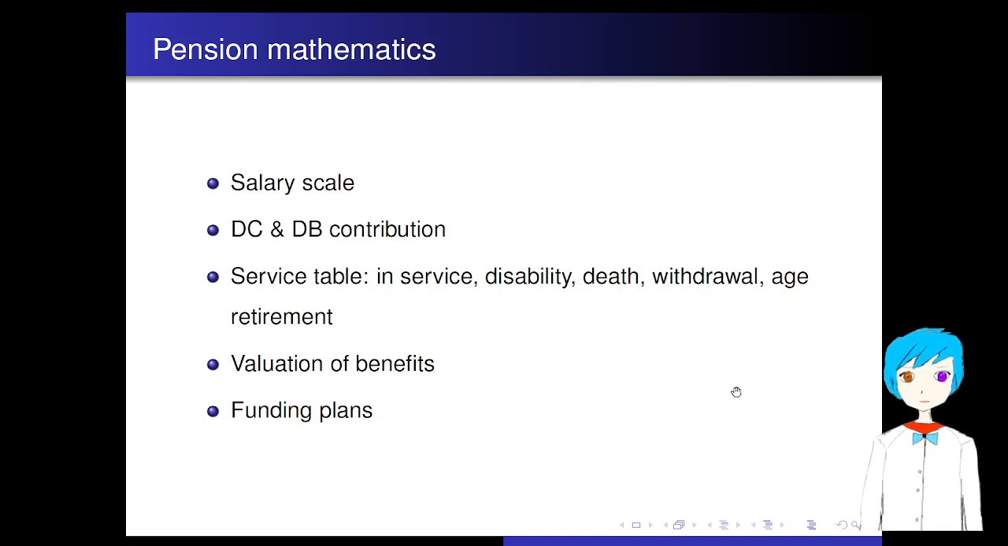Then we have the service table. It can help us estimate the total number of withdrawals from labor, as well as the disability and the other values in the pension mathematics calculation. So typically we have several states: in service, disability, death, withdrawal from labor, as well as age retirement.